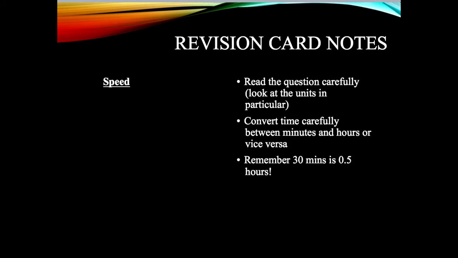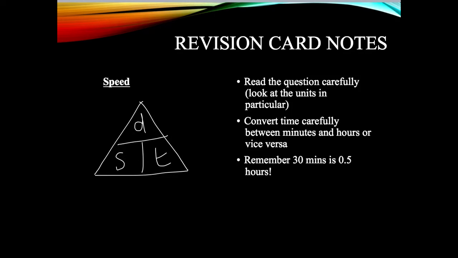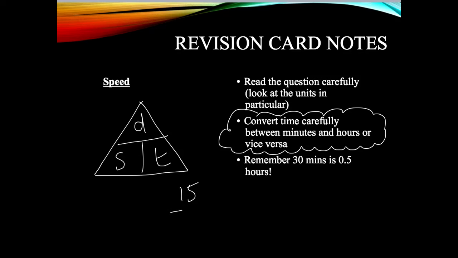If you've been taking revision card notes throughout these videos, then the thing to do with your speed is the key part of this. Speed is distance over time. And finally, the second part that's key, make sure you convert time really carefully between your minutes and hours. 30 minutes is not 0.3 hours, it's 0.5, and the quick way to do it is if you've got, let's say, 15 minutes and we wanted to turn it into hours, you do 15 out of 60. In this case, that gives us a quarter of an hour.